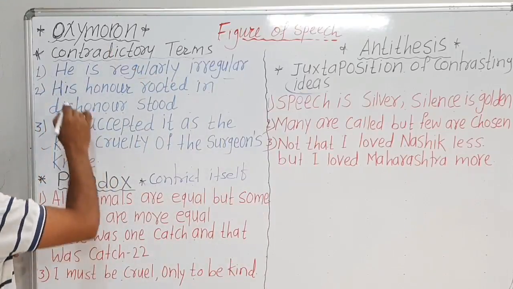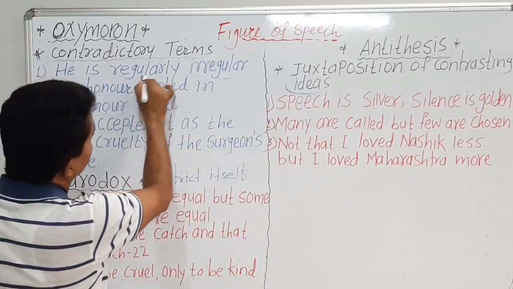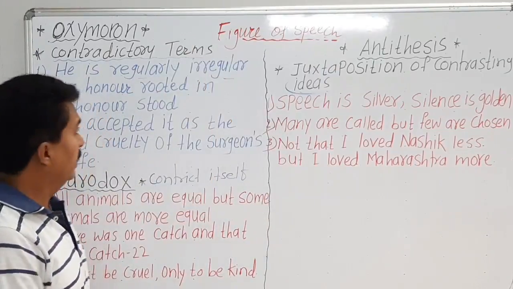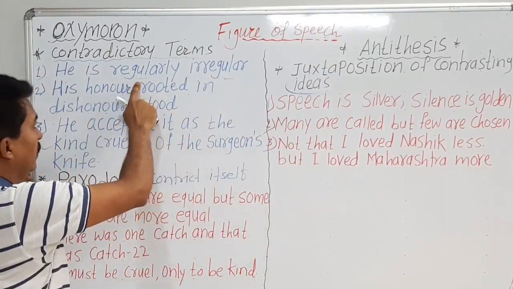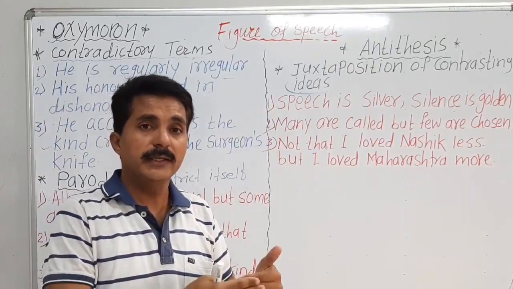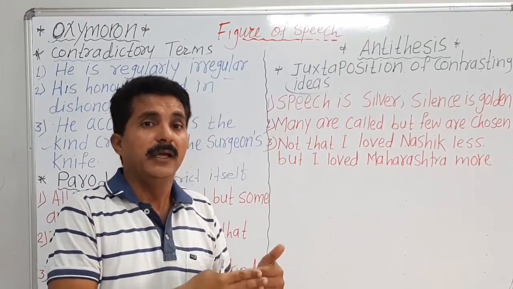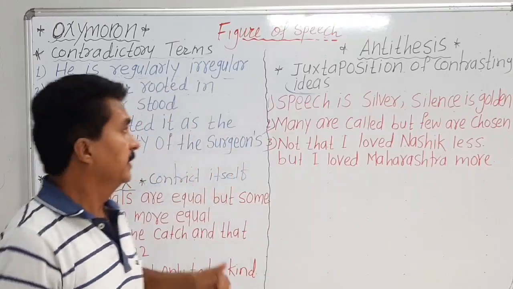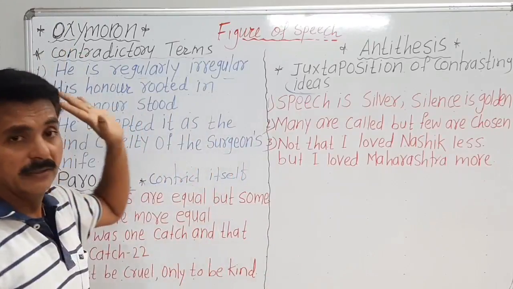Let us see the example. He is regularly irregular. Now let us see these two terms: regularly, irregular. Both are opposite terms and they come in the same sentence and they contradict each other. Therefore, the figure of speech is oxymoron.